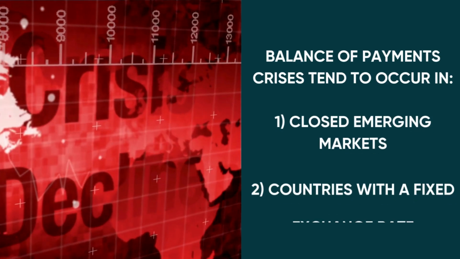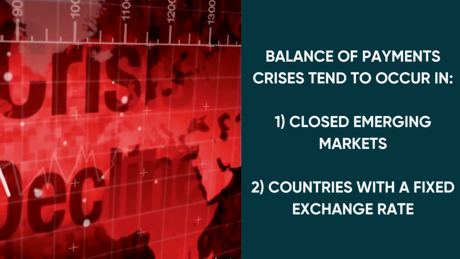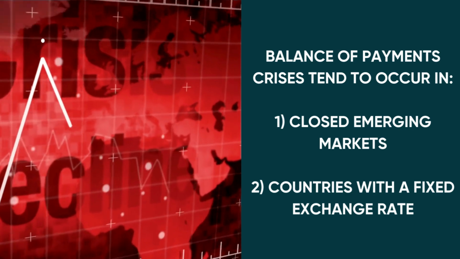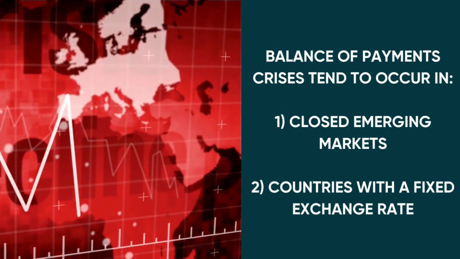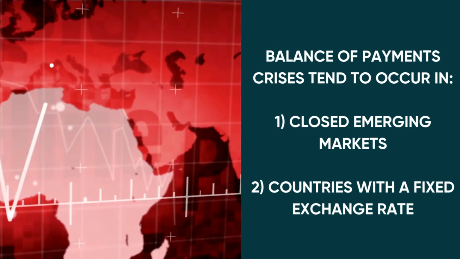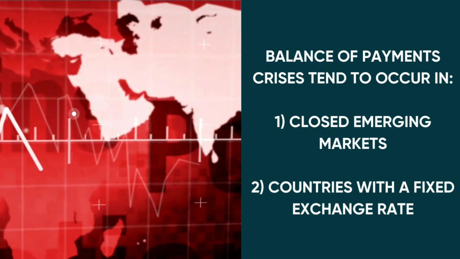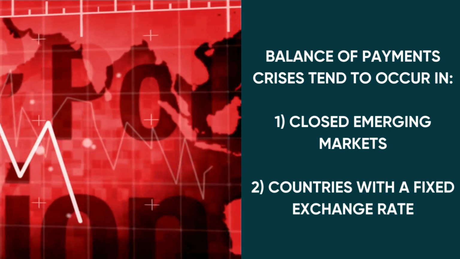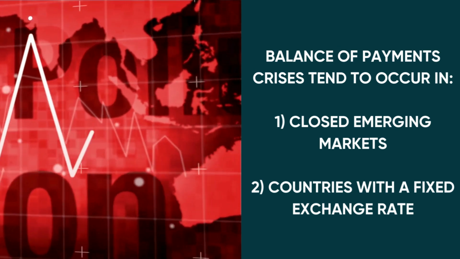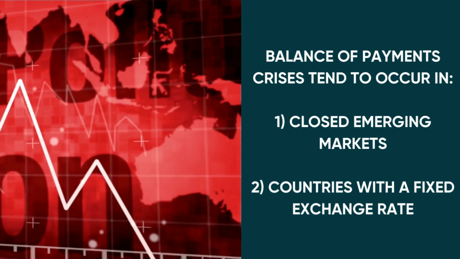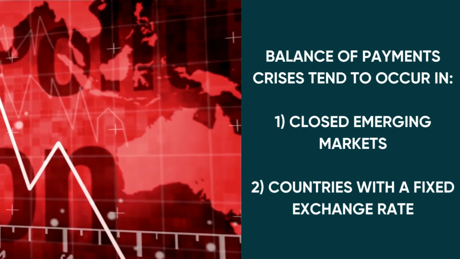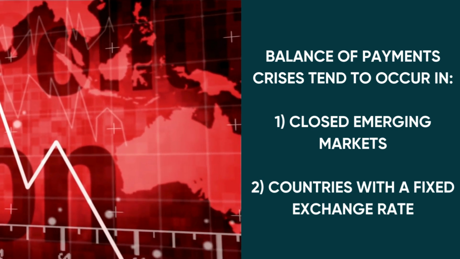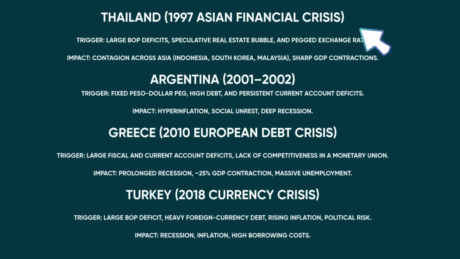And so to put this in context, let's review a couple of the most recent balance of payments crises that have occurred. And it's important to note these are typically emerging market phenomena. So you typically have small, closed, emerging market economies that have some sort of specific isolated problem occurring inside of the domestic economy. So for instance, in the case of Thailand in the 1997 Asian financial crisis, you had a very acute speculative real estate bubble.